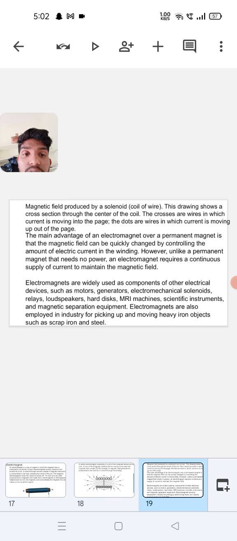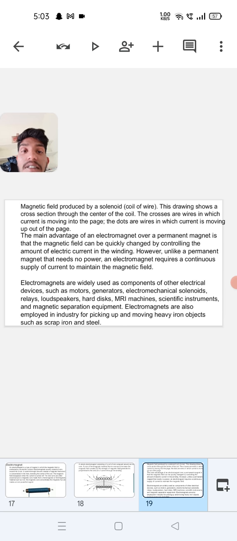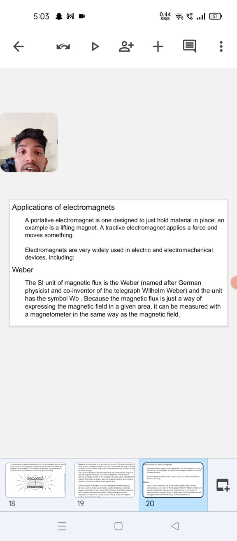Electromagnets are widely used as components of other electrical devices such as motors, generators, electromechanical solenoids, relays, loudspeakers, hard disks, MRI machines, scientific instruments, and magnetic separation equipment. Electromagnets are also employed in industry for picking up and moving heavy iron objects such as scrap iron or steel. Applications of electromagnets.